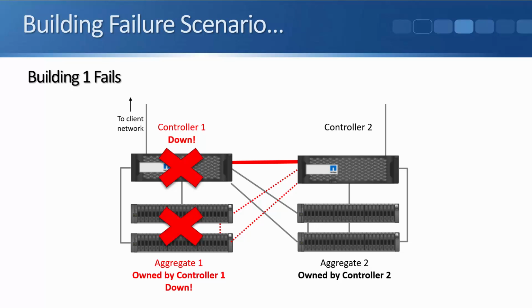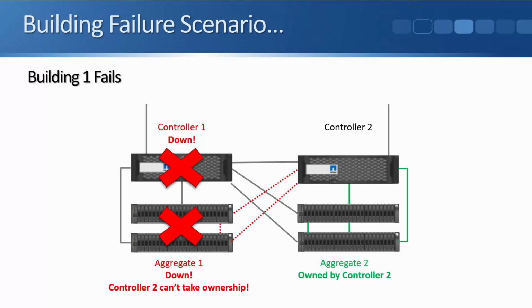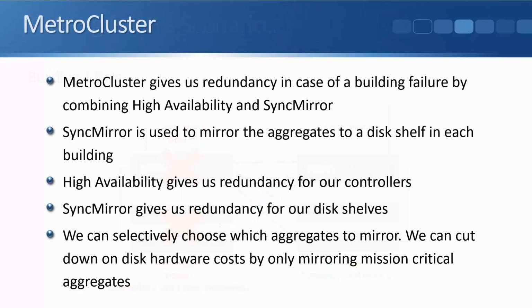Now controller 2 will still detect that over the high availability connection because it's not going to still be receiving keep alives. But the problem is that it can't take control of aggregate 1 because the disk shelves are gone. Aggregate 1 isn't there anymore, it's failed. So high availability gives us redundancy for our controllers, but it doesn't give us redundancy in case we lose the entire building. And that's where MetroCluster comes in.